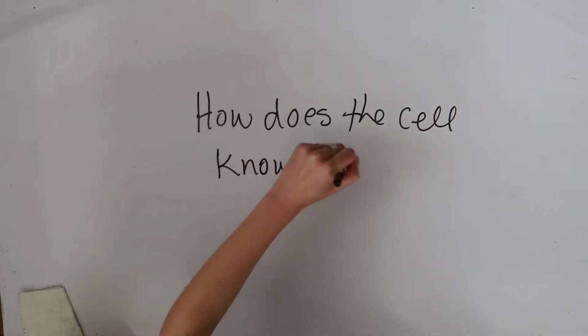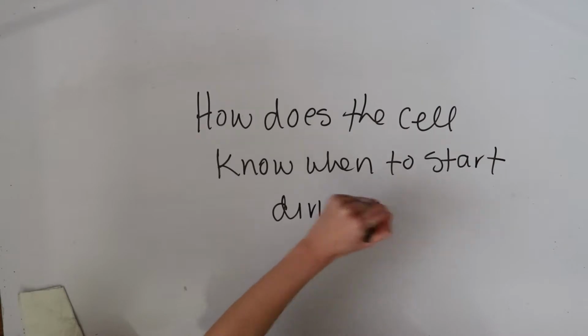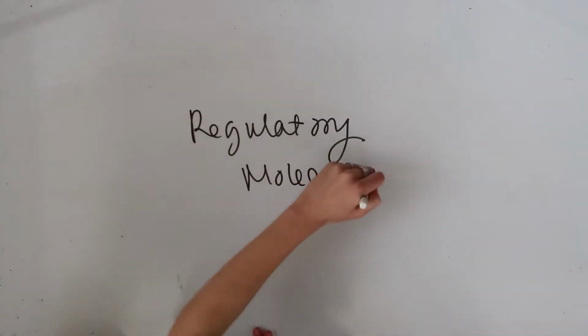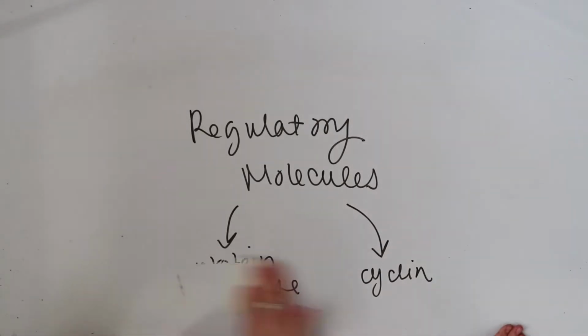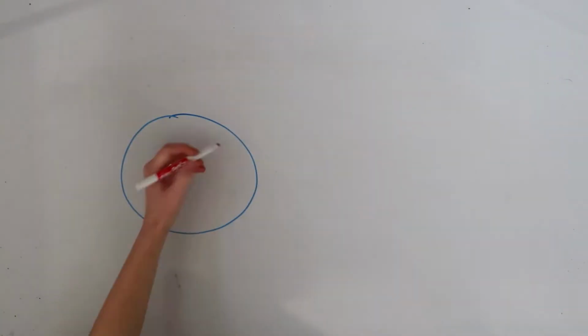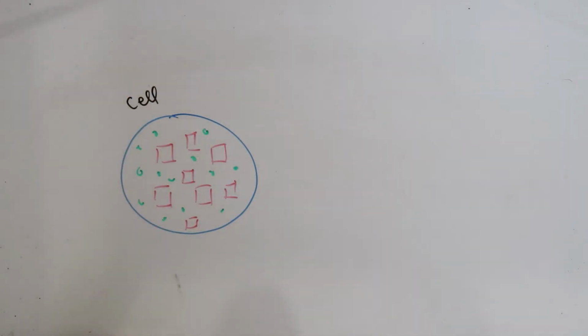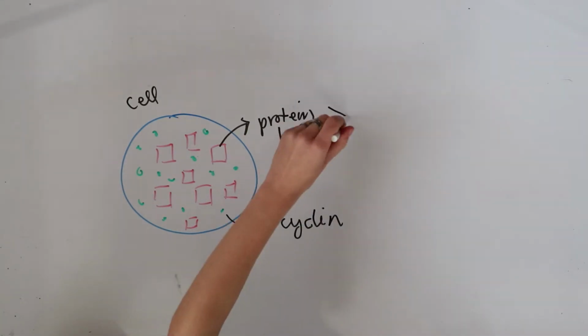But let's go back for a second and ask, how does the cell know in the first place that it needs to begin dividing? Well, the cell knows thanks to regulating molecules, which are primarily proteins. There are two types, protein kinases and cyclins. As the cell grows, it constantly produces cyclins.